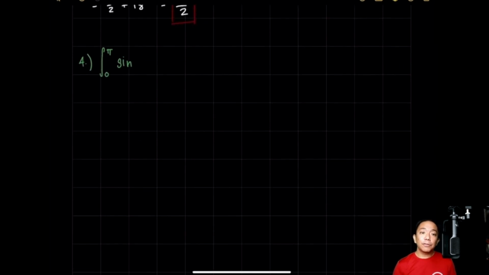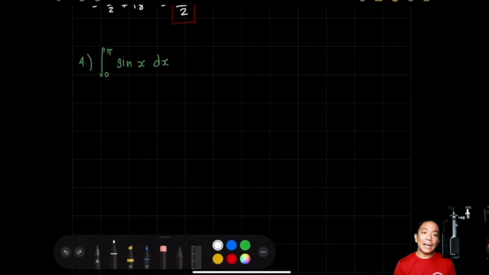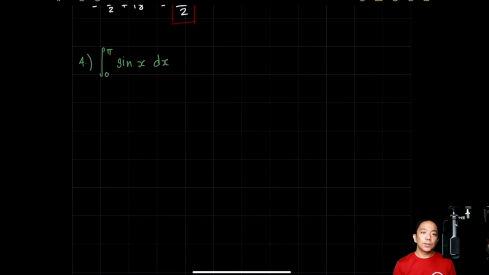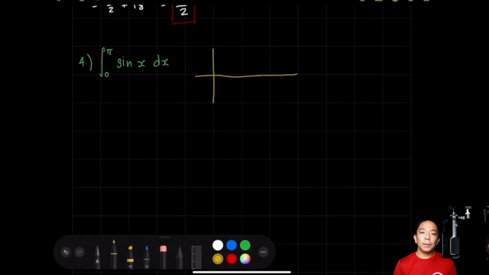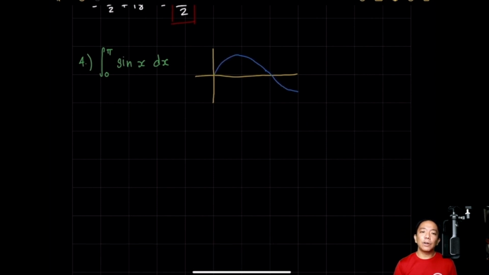Number 4, we want to find the definite integral from 0 to pi of sine x. So, before we apply yung anti-differentiation, ano ba tong region na to? Gusto ko lang siyang i-plot. So, let's plot it. This is the graph of sine x. From 0 to pi, that will be the region above the x-axis. Again, it's a region na bounded by the x-axis. I would say from 0 to pi, pero 0 naman dun eh. So, it's just the x-axis and the curve.